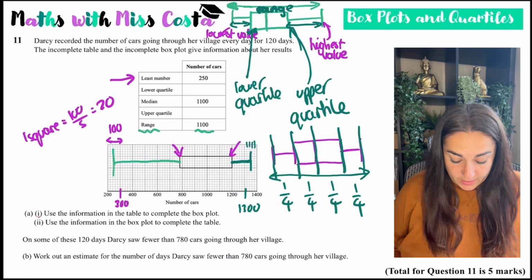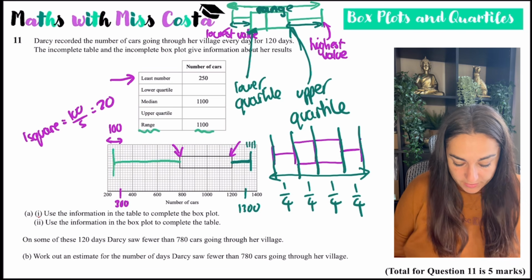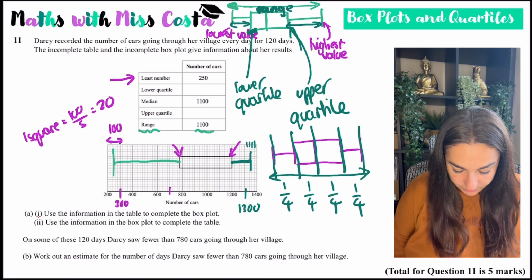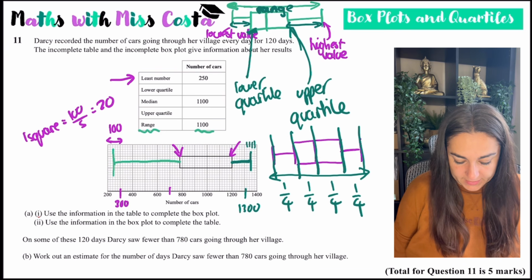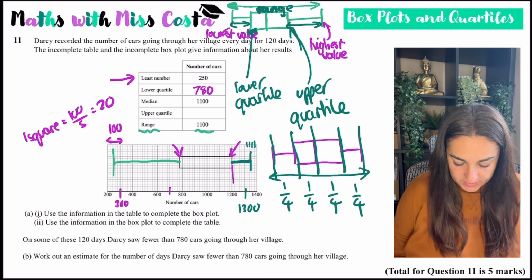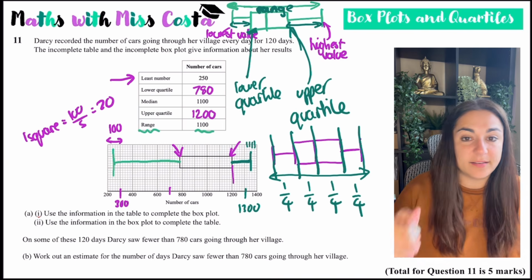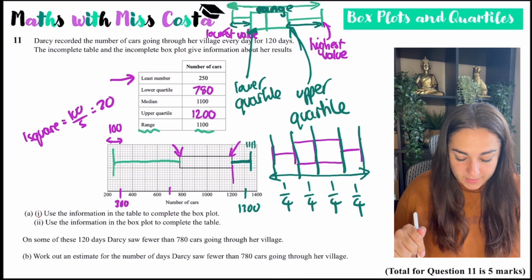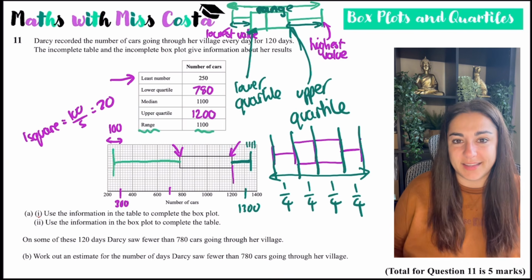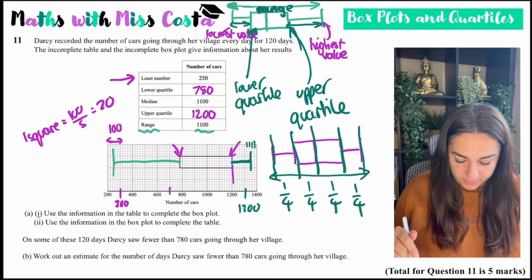But anyway, the lower quartile and the upper quartile are these things here. So I can read that from the graph. So the lower quartile, if this is 700, it would be 2, 4, 6, 8. So that would be 780. And the upper quartile would be here, which is 1200. So I've now used the box plot and the table to fill in each other.